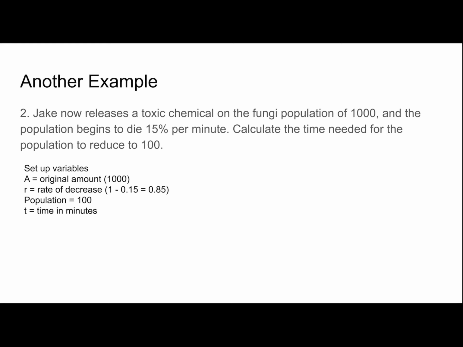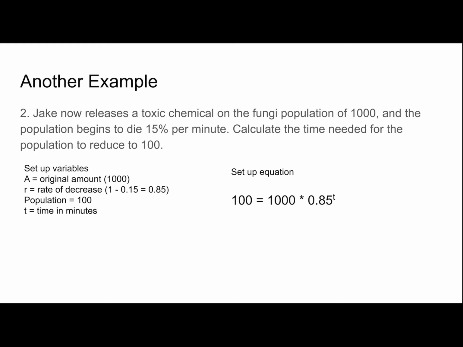Alright, so looking at R, our rate of decrease is just 1 minus our percentage or our decimal, which is 0.15, and our rate is 0.85. Our population is 100. So once again, it's the exact same thing. We model the equation, so set up the equation, so 100 equals 1,000 times 0.85^t.